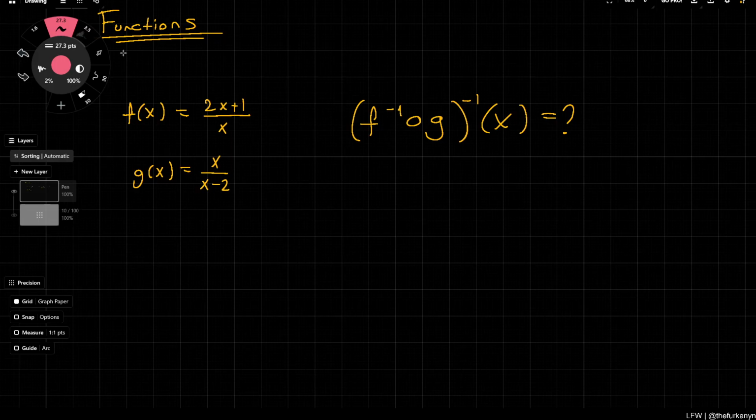Today we're going to solve a question about functions. It is a question coming from a friend, a highly recommended friend. Okay, then let's start.